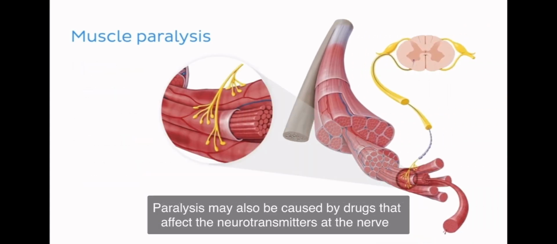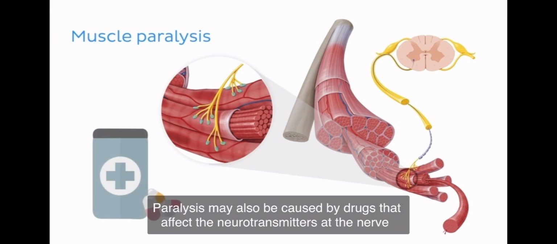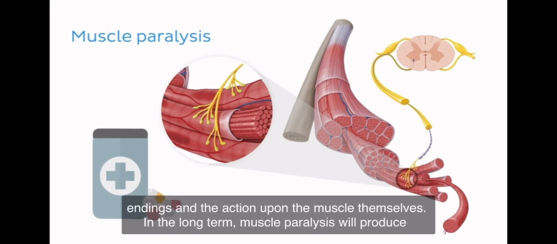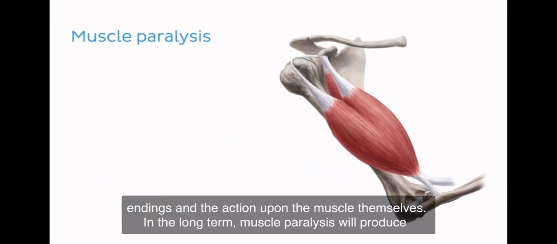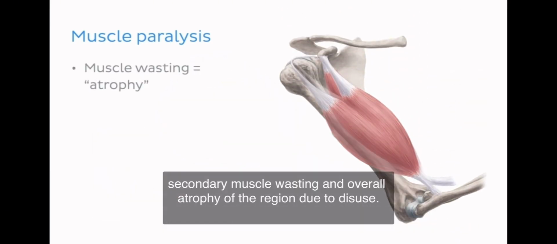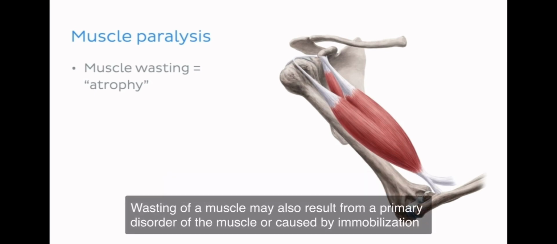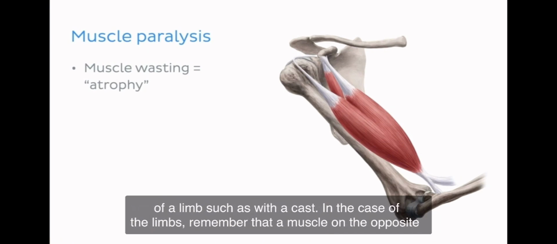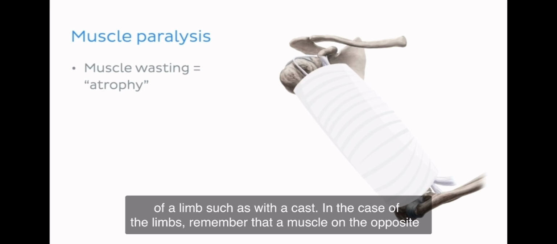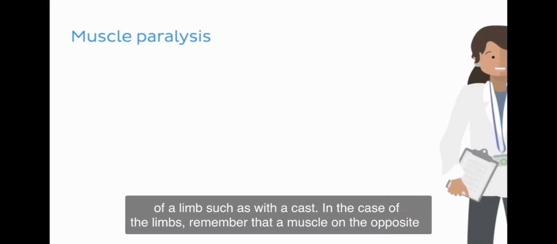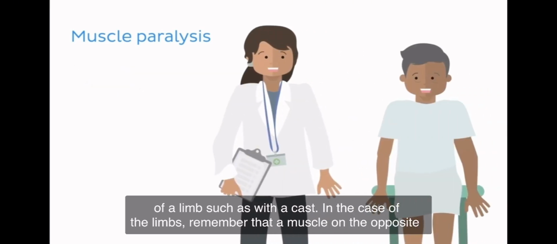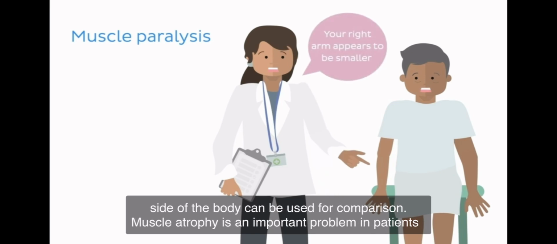Paralysis may also be caused by drugs that affect the neurotransmitters at the nerve endings and their action upon the muscles themselves. In the long term, muscle paralysis will produce secondary muscle wasting and overall atrophy of the region due to disuse. Wasting of a muscle may also result from a primary disorder of the muscle or be caused by immobilization of a limb, such as with a cast. In the case of the limbs, remember that a muscle on the opposite side of the body can be used for comparison.